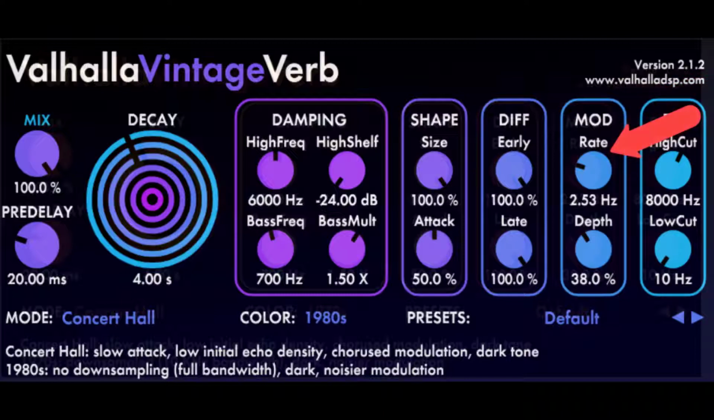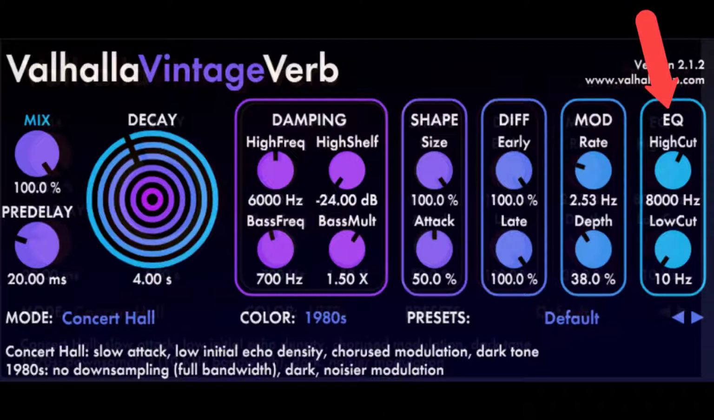Rate. This controls the rate of the oscillations, or modulations. Depth. This controls how deep the modulation is. Another way to explain this is how much the pitch is shifted or detuned.